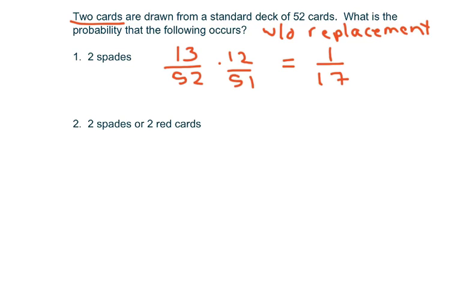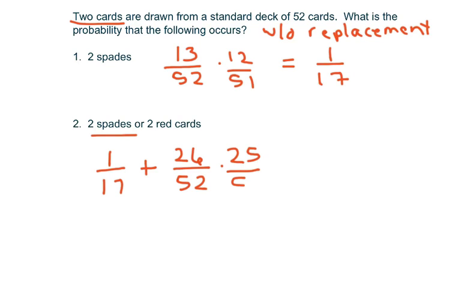2 spades or 2 red. Well, we already know 2 spades is what? 1 over 17. And then 2 red would be, there's half the cards, or 26 of them are red. It's without replacement, so you get 25 over 51. And when you multiply that out, you're going to get 31 over 102.